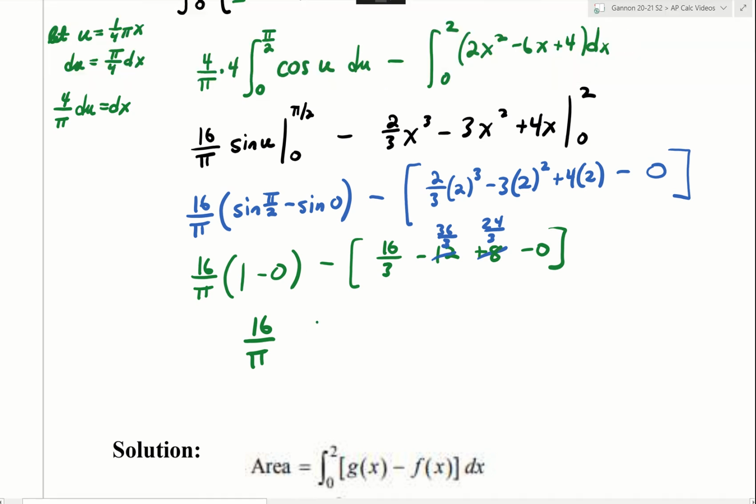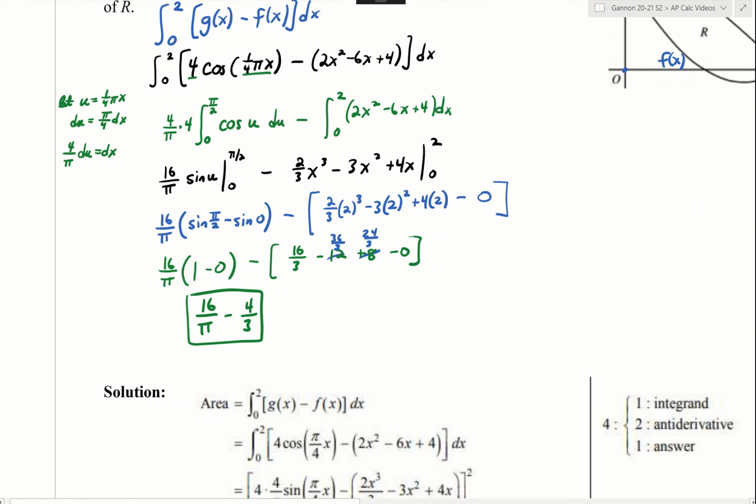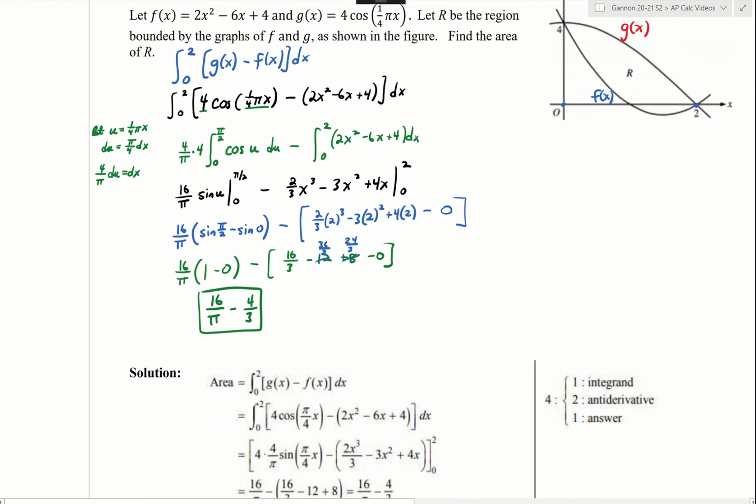And that's all we can do. And that's the answer. All right. So a little bit going on in there. You definitely got to be careful and kind of look at things.